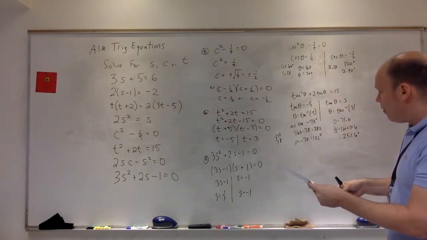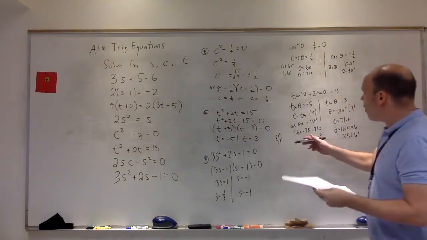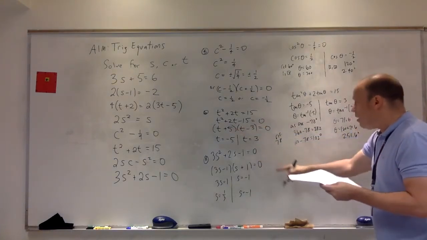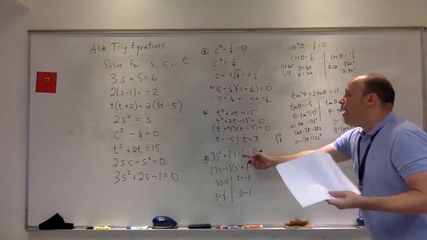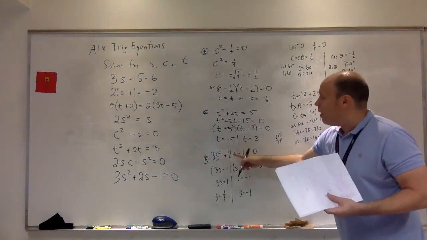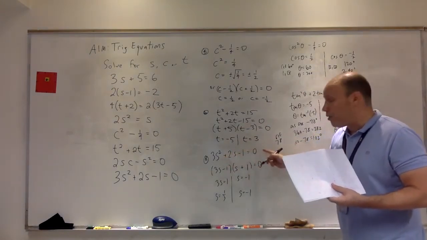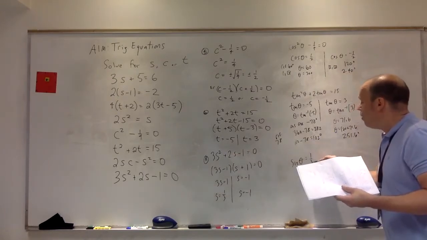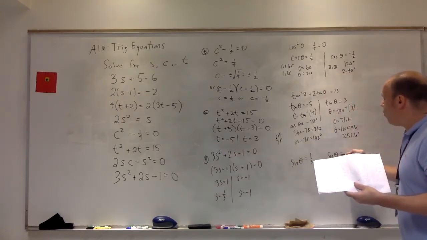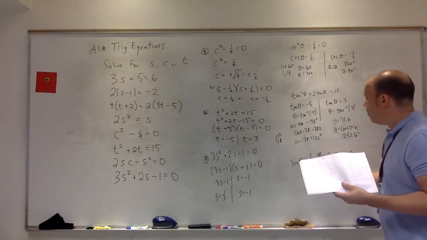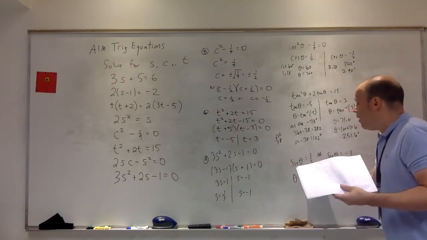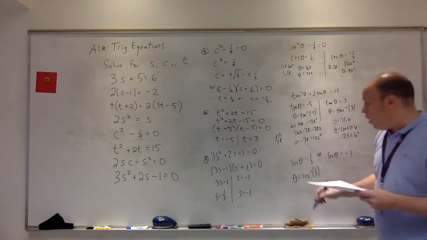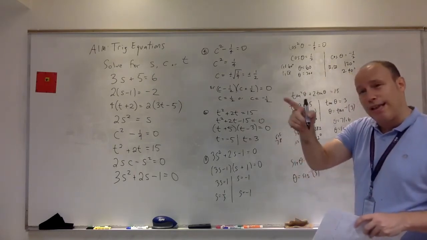Let's move on to the last one, number 8. I skipped number 7. I kind of need to go back. Number 8, same idea. It's 3 sine squared theta plus 2 sine theta minus 1 equals 0. Sine of theta equals a third, or sine of theta equals negative 1. Theta equals the inverse sine of 1/3. Use your GDC. Sine is positive in the first and the second.